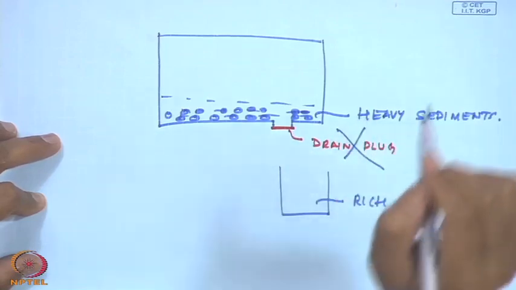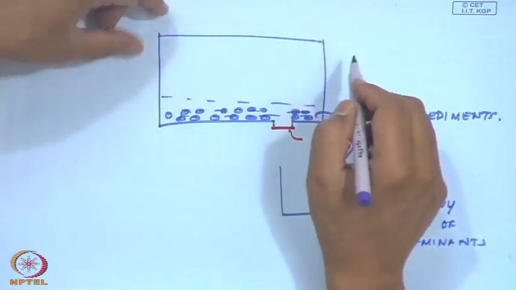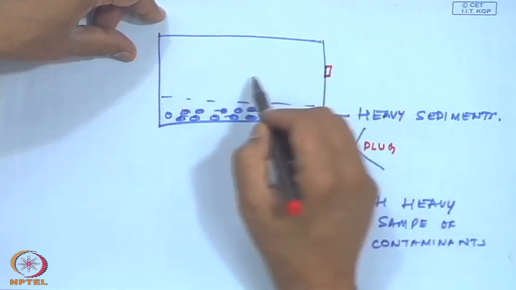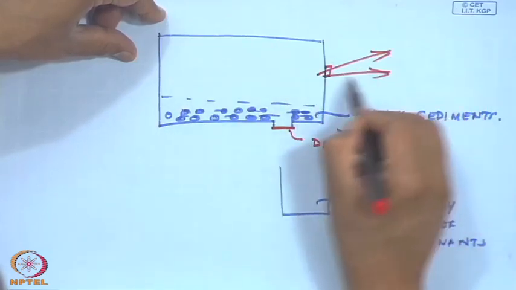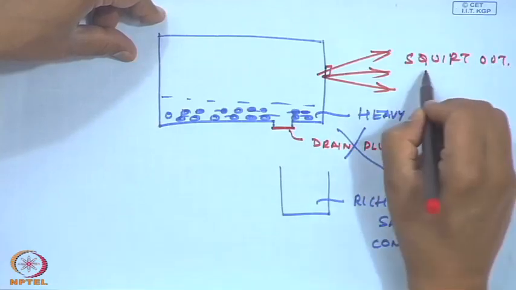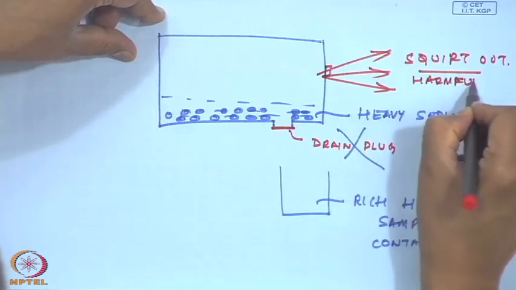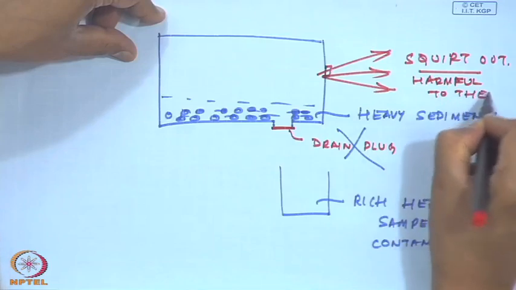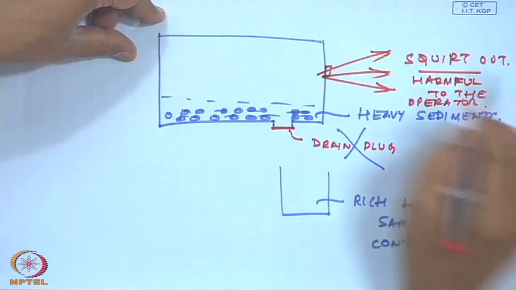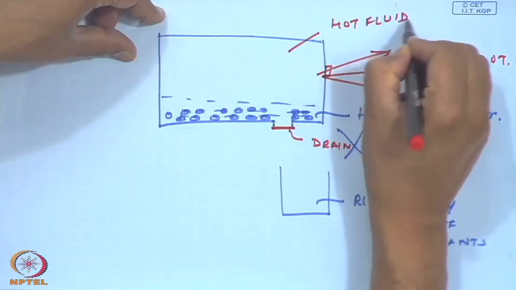And that is not the right way to collect oil. This is definitely not a method. And obviously, the safety risk is very important. If I tap a hole, because the oil could be under high pressure and high temperature, it may just squirt out and be harmful to the operator or the technician. So, safety risk has to be considered, because there will be hot, pressurized fluid.